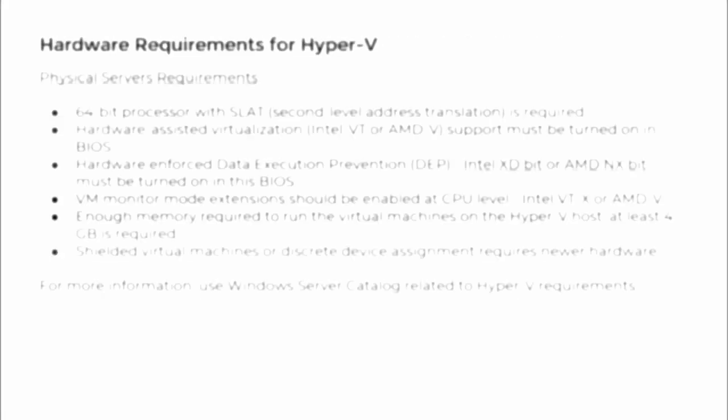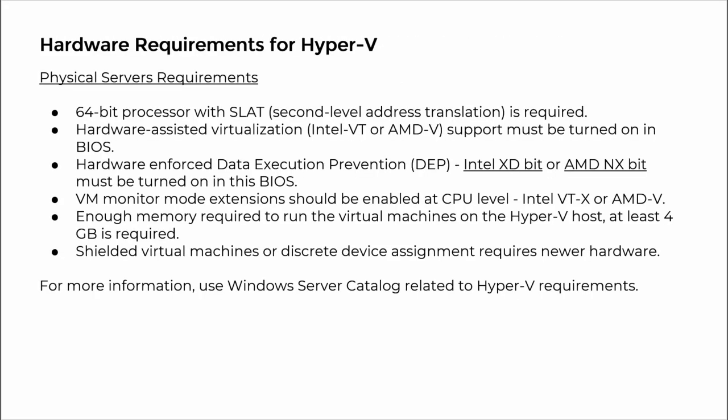Okay, here are some of the general hardware requirements for physical Hyper-V hosts. You need a 64-bit processor and second level address translation, called SLAT, to install the Hyper-V role on the Hyper-V host. Hardware assisted virtualization support must be turned on in the BIOS or in the UEFI. This is available in the processors. Intel calls it Intel VT and AMD calls it AMD-V technology. Hardware enforced data execution prevention must be turned on in the BIOS or in the UEFI. For Intel systems, this is the XD bit, execute disable bit. For AMD systems, this is the NX bit, no execute bit.